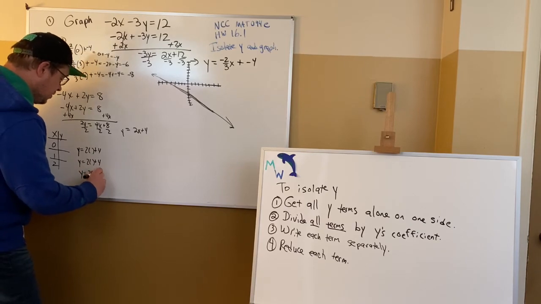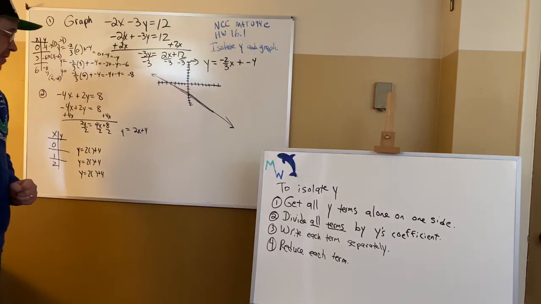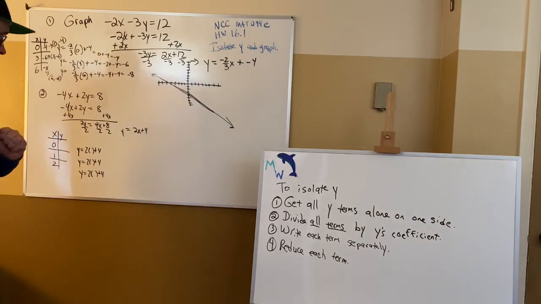If you're using slope-intercept, b is going to be 4. You go to 0, 4 to make your intercept. The slope is 2, known as 2 over 1. Up 2 and to the right 1 should get you there as well.